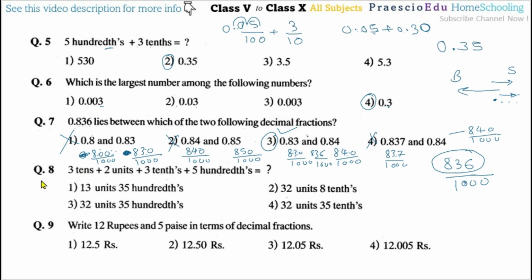Now question number 8: 3 tens plus 2 units plus 3 tenths plus 5 hundredths. 3 tens means 3 multiplied by 10, which is 30. 2 units means 2 multiplied by 1, which is 2. Then 3 tenths means divided by 10, or 3 multiplied by 1 by 10, which is 0.3. Then 5 hundredths means 0.05. Then we have to make the addition.